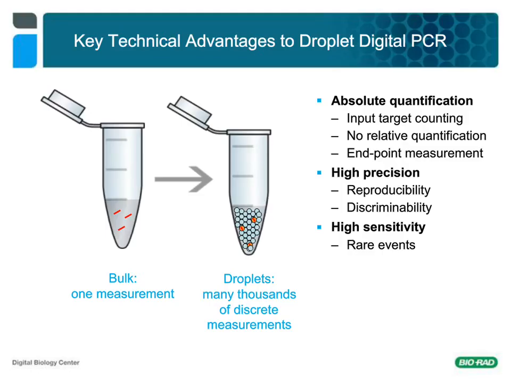Second, a digital readout of 20,000 gives a high precision and reproducibility, allowing us the ability to discriminate small differences in nucleic acid content. This high precision leads to high sensitivity, which enables detection of rare events like cancer mutations or virus in plasma.